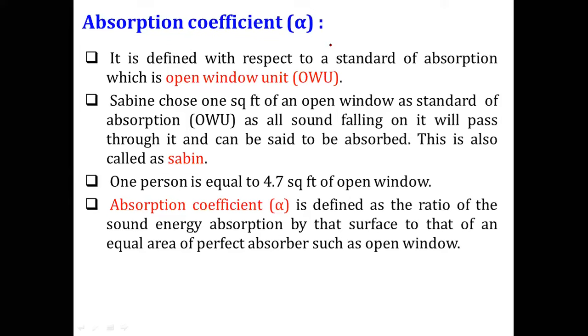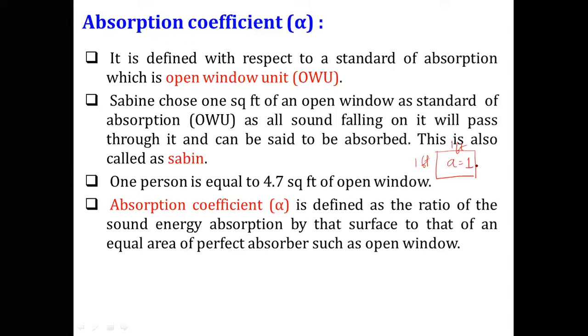So Sabine said that okay, we'll define the reference. We will define something with absorption coefficient equal to 1, and with respect to that, everything else will have their absorption coefficient. So he defined absorption coefficient 1 for 1 square feet of an open window. Since he was American, he chose feet as the unit. So he said that if you have a 1 feet by 1 feet window, this is also 1 feet and this is also 1 feet, then the absorption coefficient of this window will be equal to 1. And with respect to this, we are going to define the absorption coefficient of everything else, whether it's wood, it's plastic, it's anything. So with respect to 1 square foot of open window, the absorption coefficient of every other material is defined.